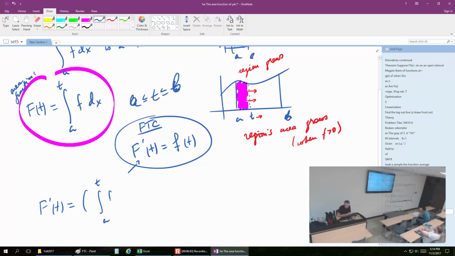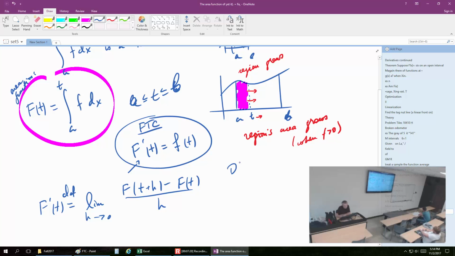F of x dx, and then prime. Well, actually, probably let's go with the definition. Let's go with the definition. There is really no formula for f. We're trying to solve the whole problem right at once. All possible functions will be taken care of. So this is what the definition of the derivative is: f of t plus h minus f of t over h, the difference quotient.